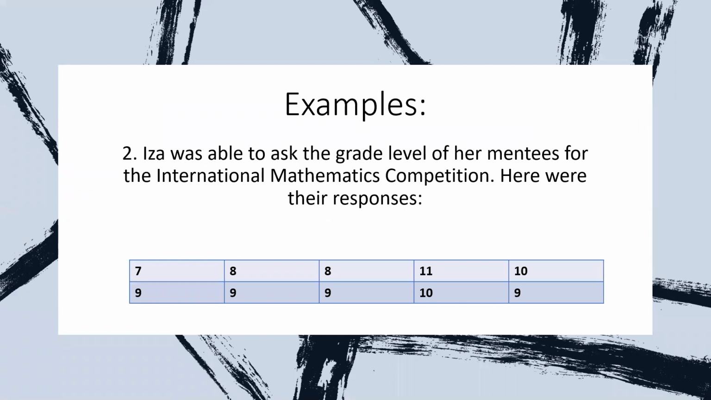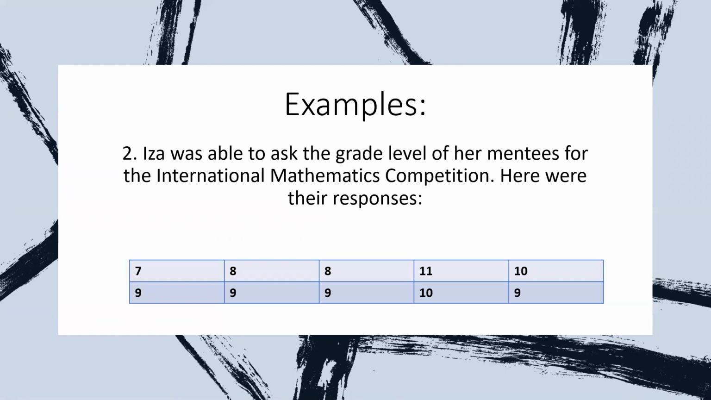So this is different right now. This might be a longer process since the scores are given, or the grade levels are given, or any numbers are given, whatever. Okay, so Isa was able to ask the grade level of her mentees for the International Mathematics Competition. Here were the responses. Okay, so ito yung mga grade level: 7, 8, 8, 11, 10, 9, 9, 9, 10, and 9.